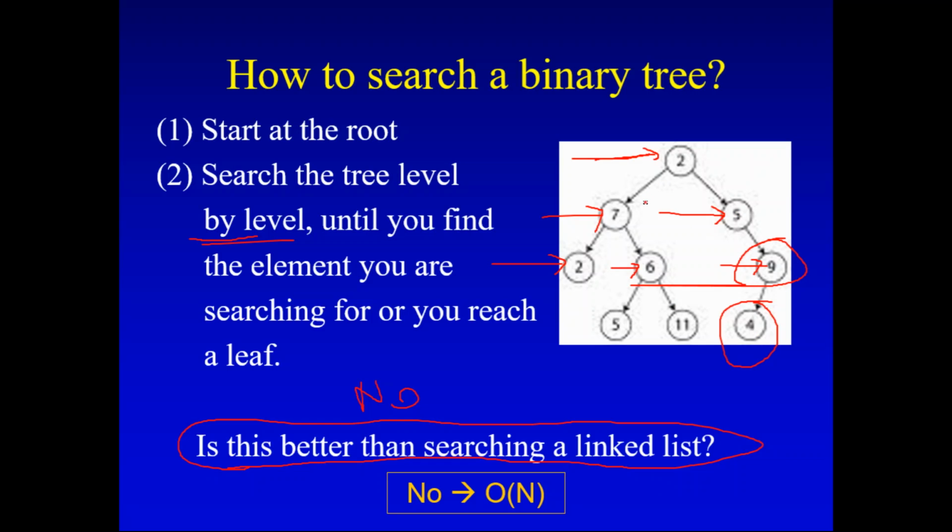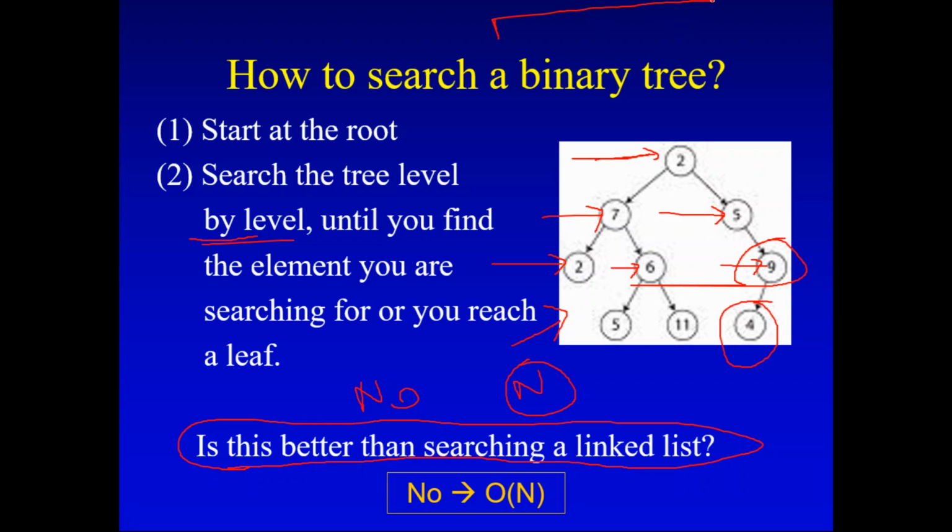So if there are n nodes in this binary tree, and you want to find out whether 4 is there or not, you have to search all the n nodes, then only you can ensure whether 4 is there or not, as the fourth node is the last node. So this is the worst case time complexity for this. This is the same as that of a linked list.